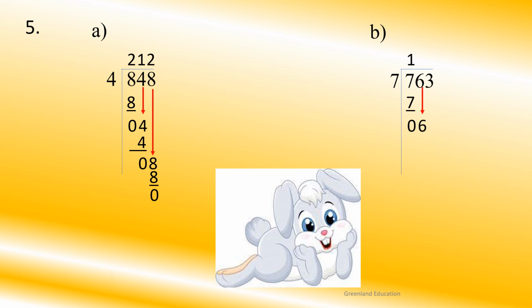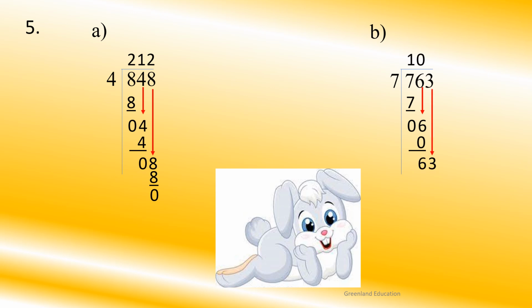You have to check how many 7s are there for this 6. Children, no 7s are there for this 6. So you have to put a 0. Then you have to multiply 7 and 0 same like the previous method. 7 times 0, 0. Then you have to subtract 0 from 6. 6 minus 0, 6. Then you have to take the 3 down.